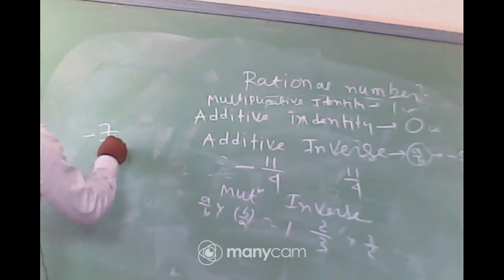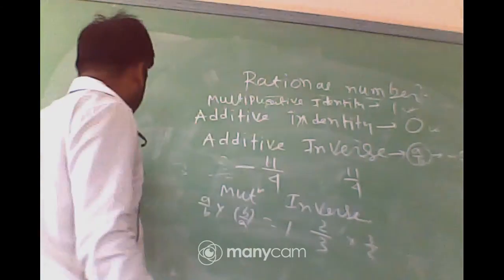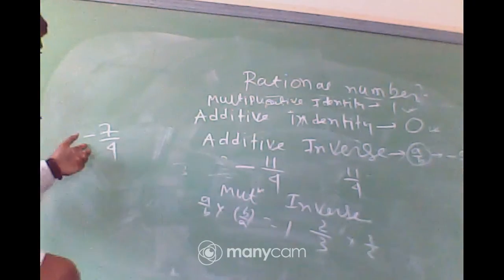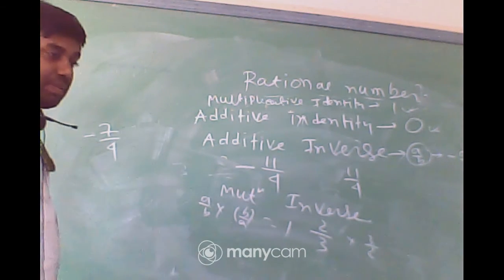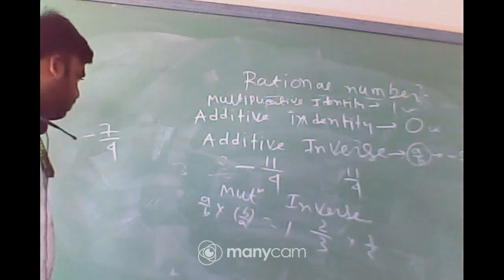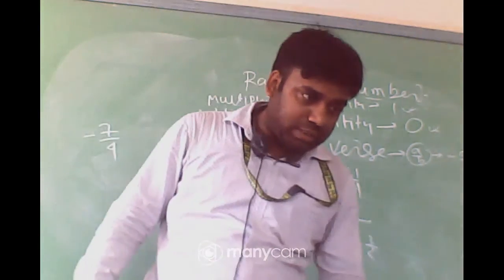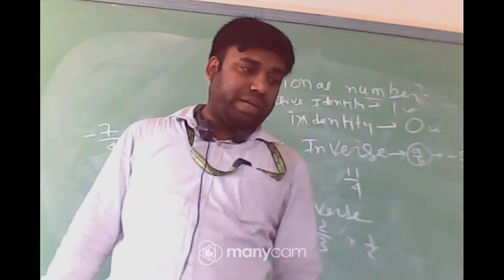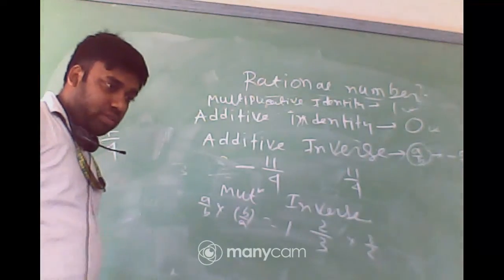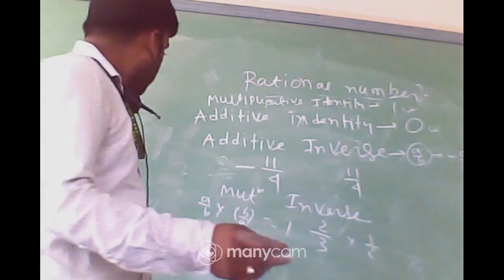Minus 7 by 4. What is the multiplicative inverse of minus 7 by 4? Onik, very good. Sanchari, very good. Tomojit, very good. Sakshi, very good. Tirthankar, Sovik, very good. Well done. Isita, well done. So how many students have answered? Akash Ali, well done. So it is clear.